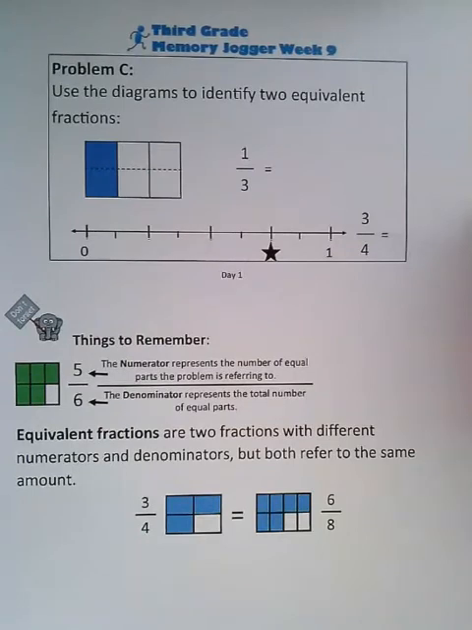Equivalent fractions are two fractions with different numerators and denominators, but both refer to the same amount. You can see in this example that the same amount of the two boxes is shaded and the same amount is unshaded. But because the first box is divided into 4 equal parts, we only had to shade 3 of the parts. Since the second box is divided into 8 equal parts, we had to shade 6 of the parts.